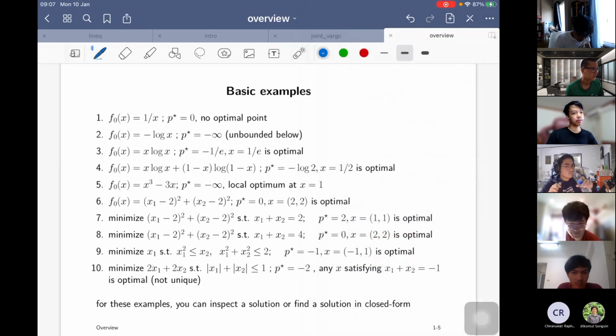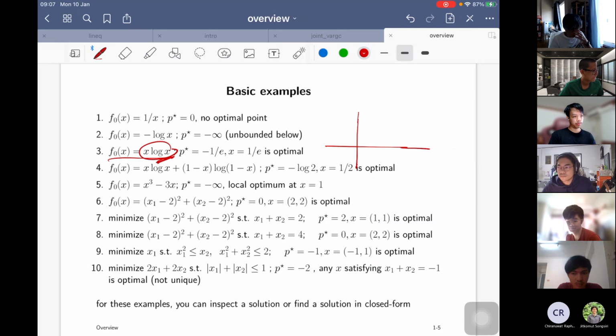Problem 3: the calculation involved will be left as an exercise. Again, this is a simple version of the cross entropy function, x log x. The domain will also involve, because you have x times log x, that x has to be positive, right? So this function looks like this.